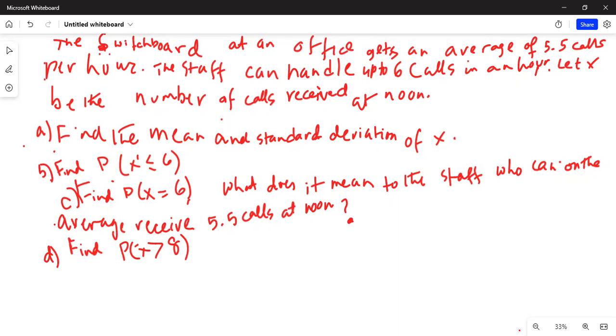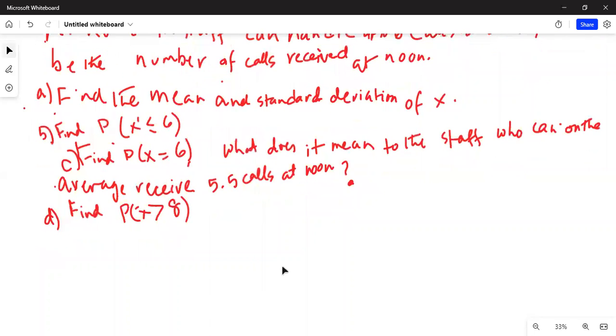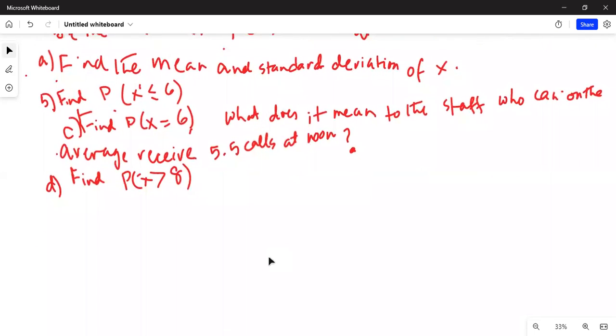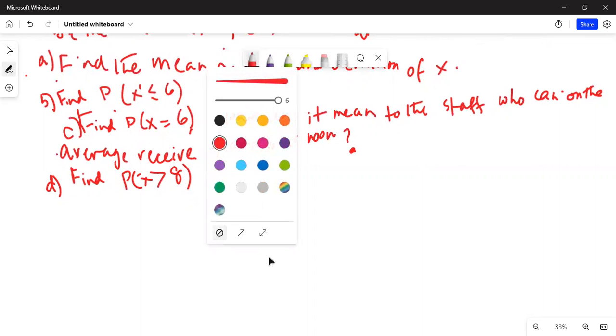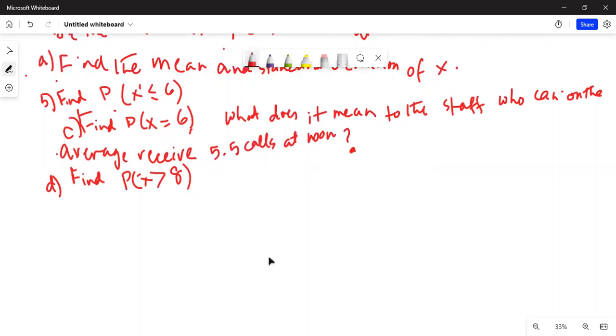I'll start with the equation for the Poisson distribution. But before I get started, let me create some space for myself. Okay. Or maybe I'll change the color. How about that?